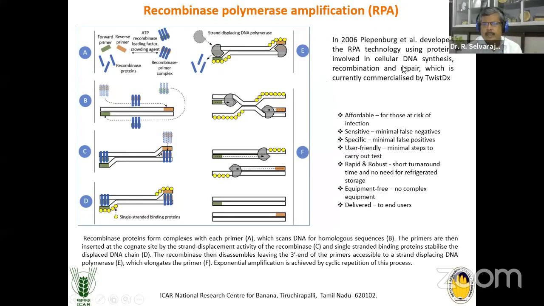Now it is commercialized by TwistDx. It's the company, and they claim it's affordable, sensitive, specific, user-friendly, rapid and robust, equipment-free, delivered to the end users. So this format, they use it for human viral diagnosis and anything else. It's not only for virus diagnosis.